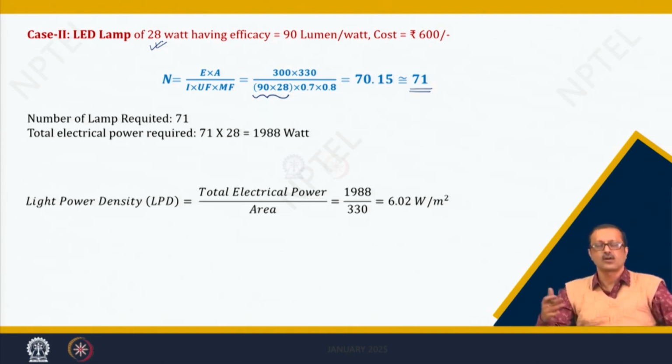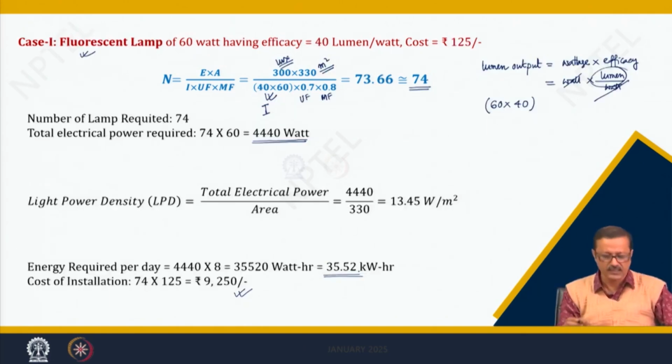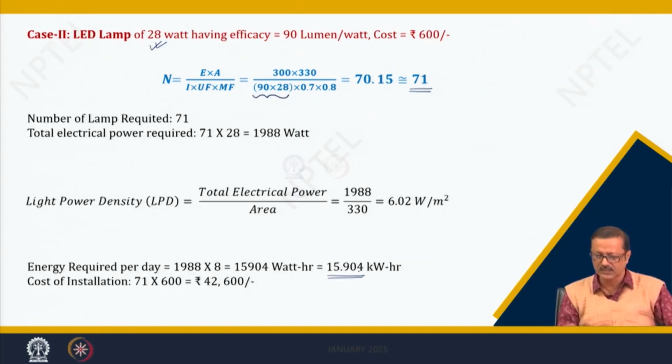Now, let us see the cost point of view. The energy required per day is almost 1988 multiplied by 8 hours, so almost 15.908 kilowatt hour, which earlier was 35. Now it is 15, much less kilowatt hour per day.